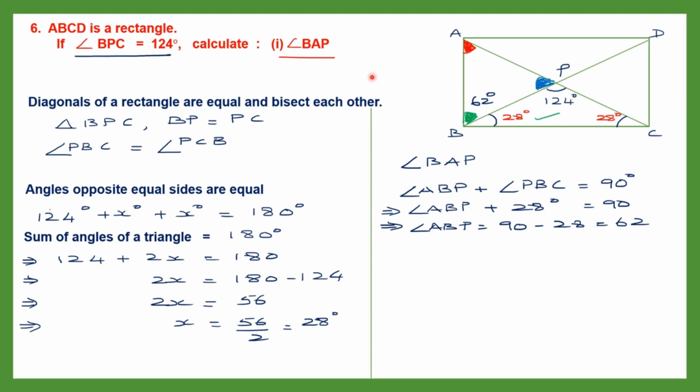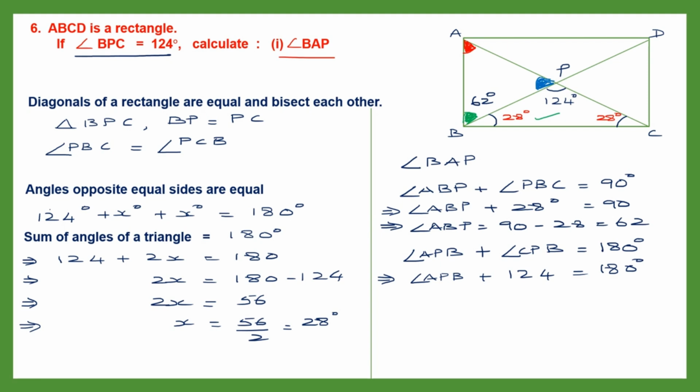Now here we have to find this, that is angle P or APB. So now let's find that. So angle APB plus, now look at this angle here, 124, that is angle CPB, should be equal to 180 degrees because the sum of angles of a triangle is equal to 180 degrees. Now angle APB is what we need to find out, so that will remain as it is, plus angle CPB, which is 124. That is equal to 180 degrees.